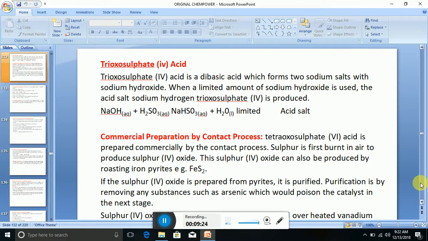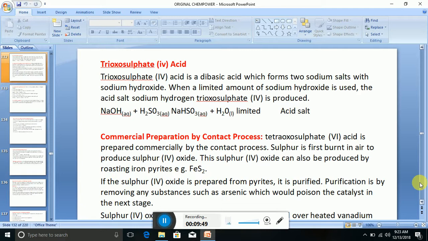Trioxosulfate(IV) acid. Trioxosulfate(IV) acid is a dibasic acid which forms two sodium salts with sodium hydroxide. When a limited amount of sodium hydroxide is used, the acid salt sodium hydrogen trioxosulfate(IV) is produced.